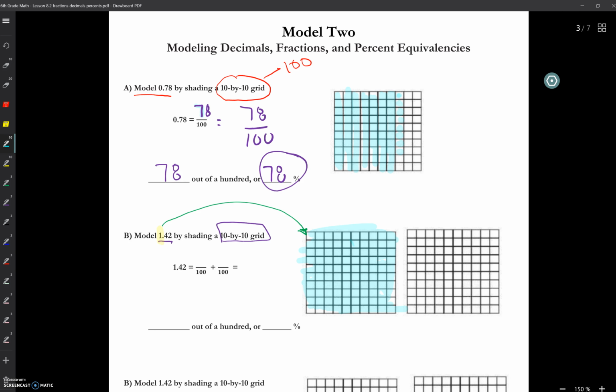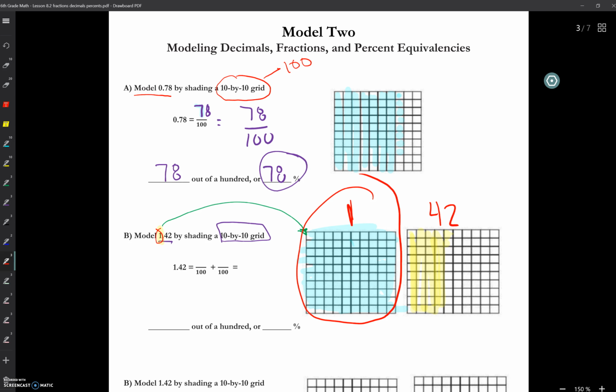So here is my 1. This is my 1, which is right here. And then I'm going to shade in 0.42. And so I'm going to take a different color. I'm going to shade in 42 here: 10, 20, 30, 40, 41, and 42. And so I have 42. So this is one whole and 42 hundredths.